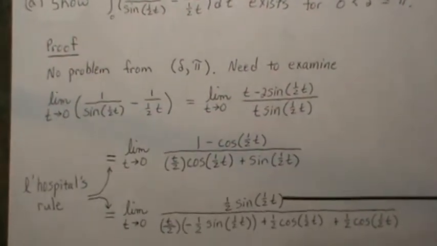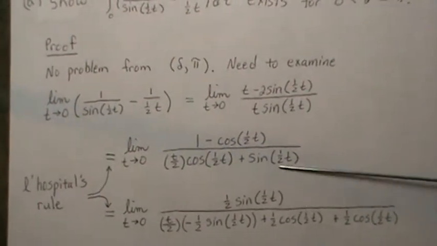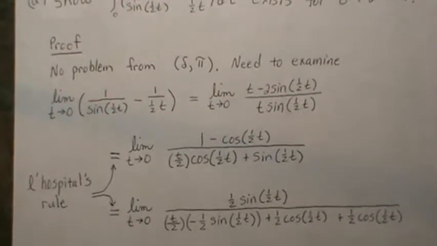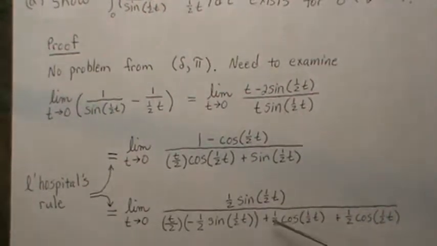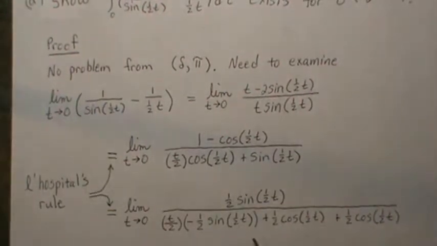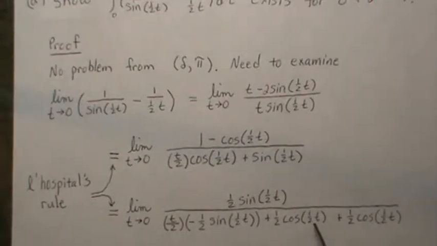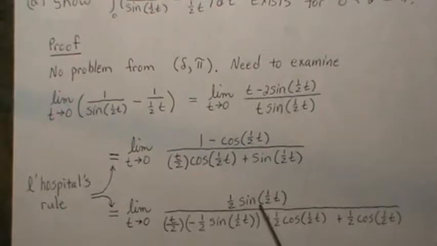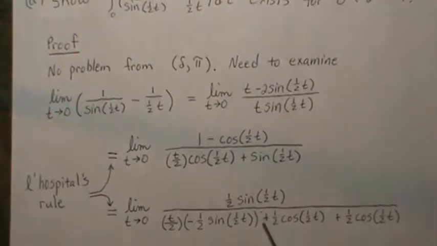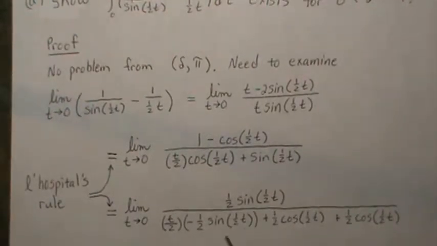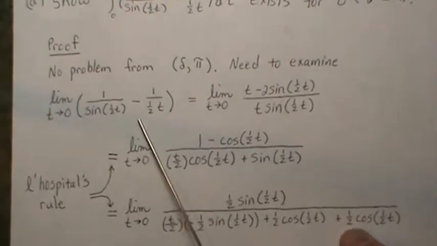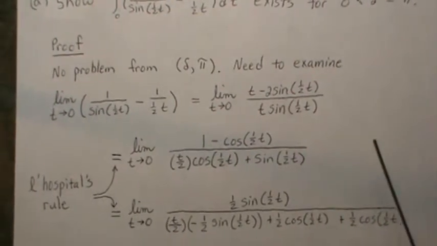So we use L'Hopital's rule again on this numerator and this denominator, and we get this. And then when we evaluate it at t equals 0, this is 0, but this is 1/2 plus 1/2, which is 1, and the numerator is 0. So we get 0 over 1, which is 0. So this function limits to 0 as we approach 0.